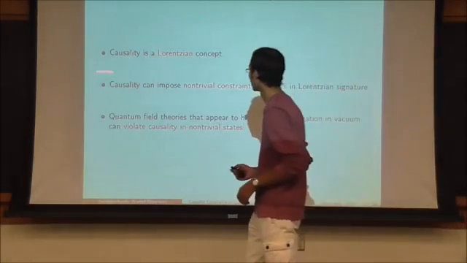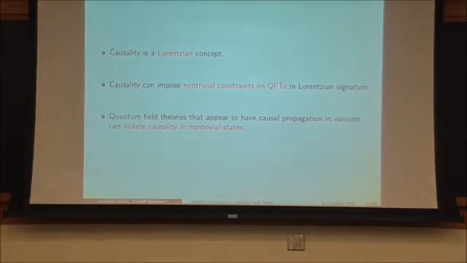So for obvious reasons, causality is a Lorentzian concept, because just to define it, you need a light cone. One thing that I'd like to stress in this talk is that causality can impose non-trivial constraints on QFT in Lorentzian signature. And another thing that is important is the following. A quantum field theory might appear to be causal in the vacuum state, but it can violate causality in non-trivial states. Because causality is an operator statement, the theory should be causal in any state of the theory. So you are not allowed to violate causality in any state.